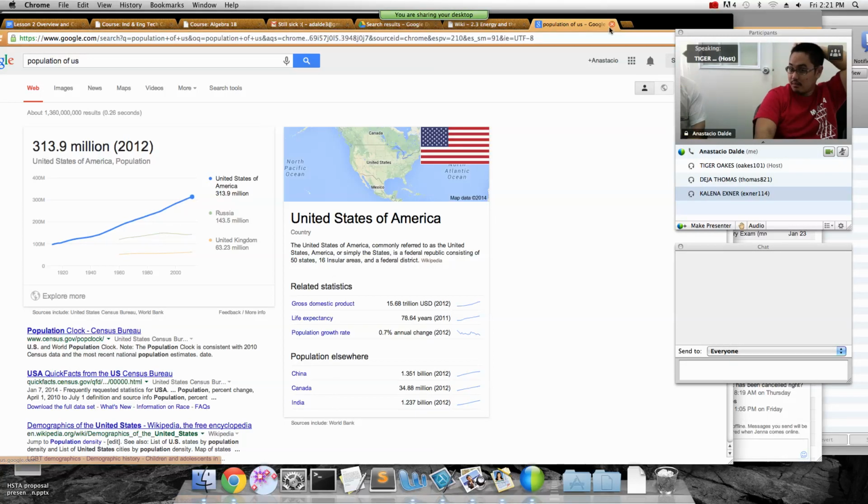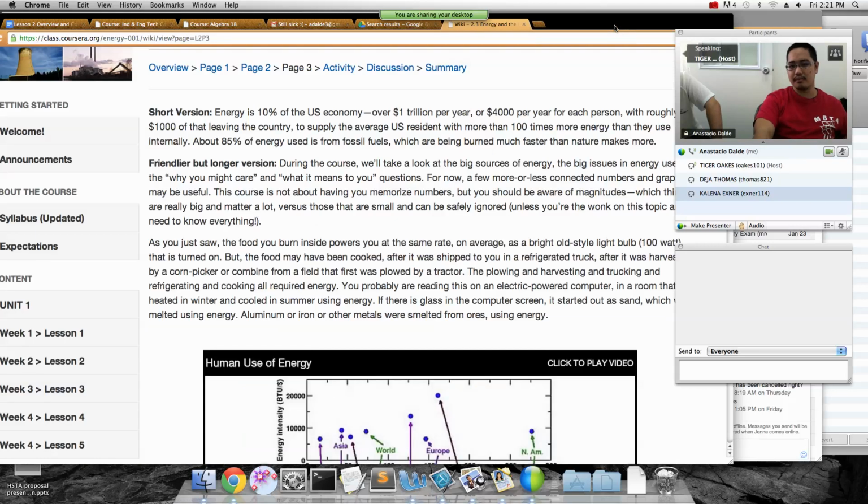300 million. So if you divide that by 300 million, you end up getting about $4,000. So $4,000 per person is spent every year on energy. About 1,000 of that money is actually spent on importing stuff.